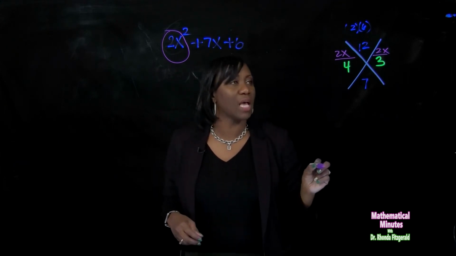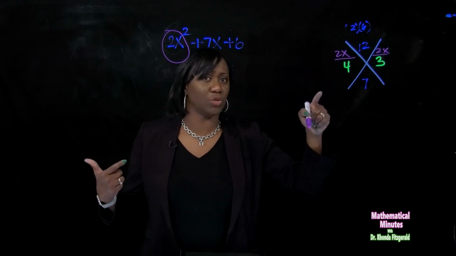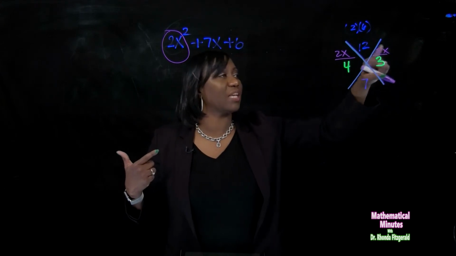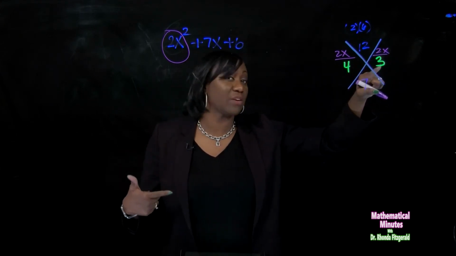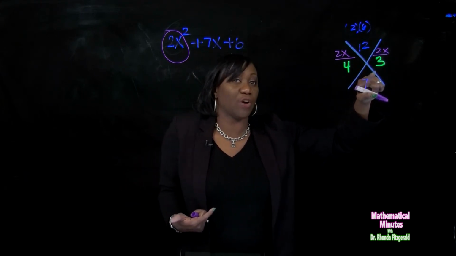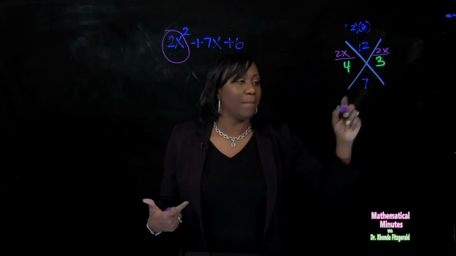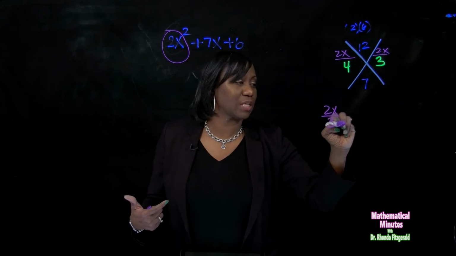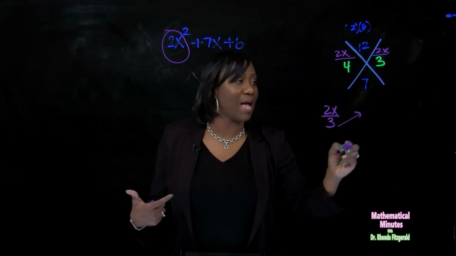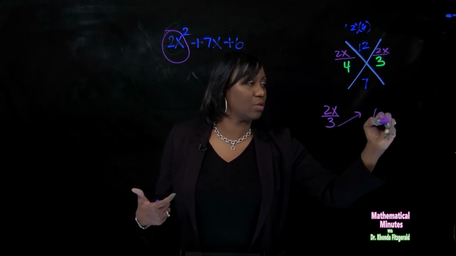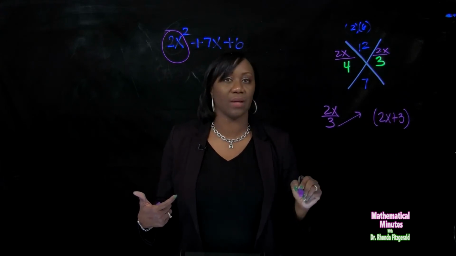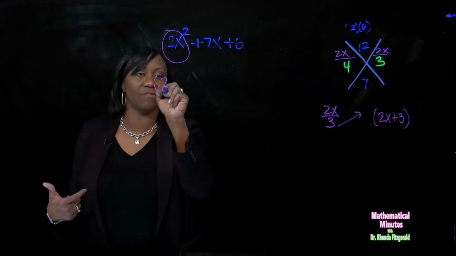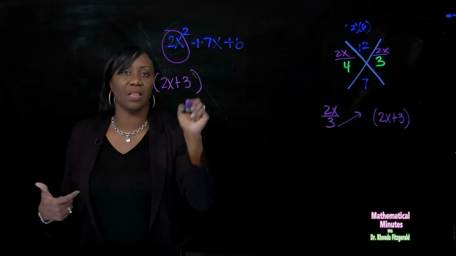That becomes a 2x. So now my next step is to actually just simplify. And actually, this guy is simplified. 2x over 3 cannot be simplified any further. So remember, we're just going to shift him over. And this implies that my factor is simply 2x plus 3. So we have the first factor of 2x plus 3.